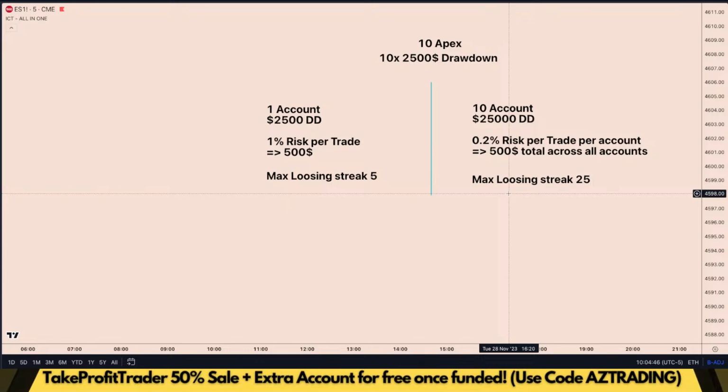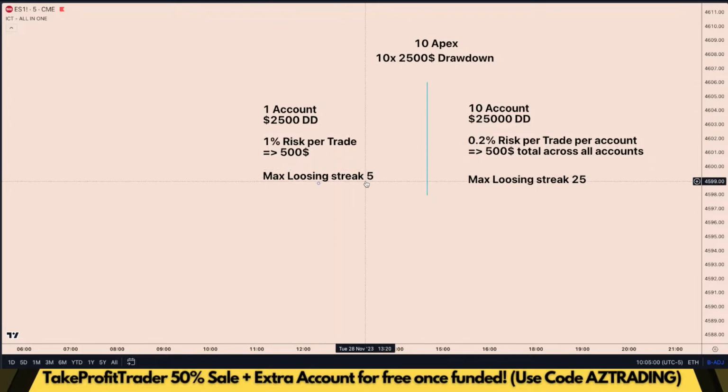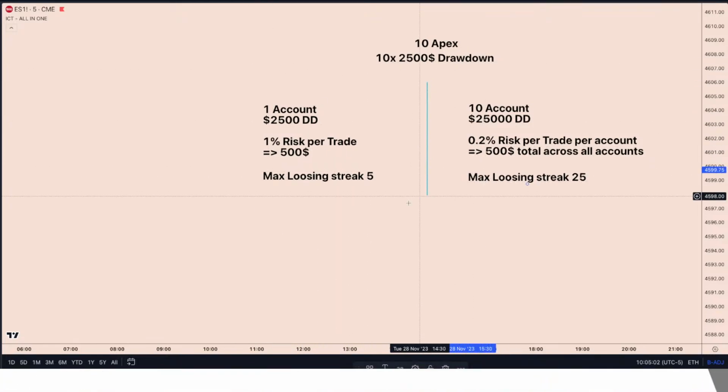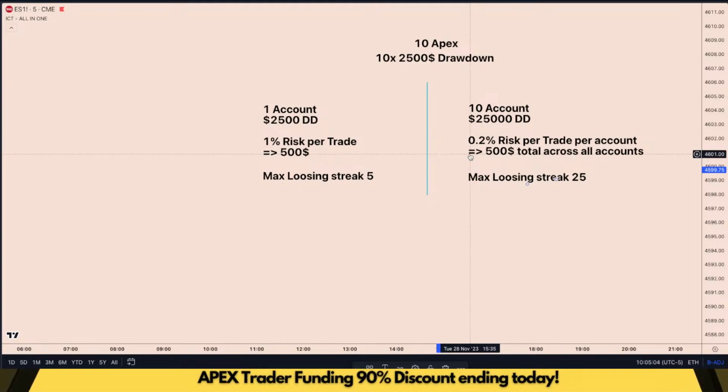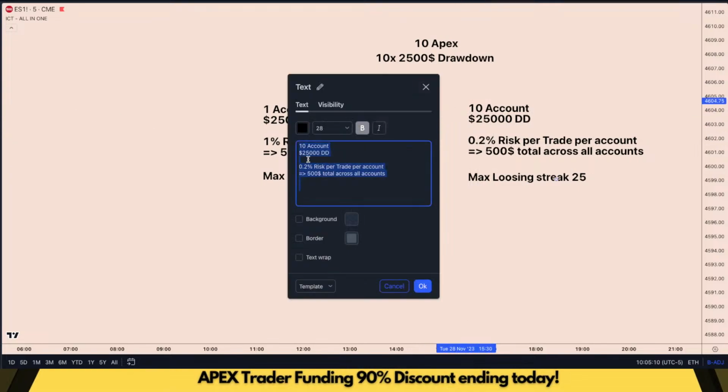Because with CFD funded accounts, you usually have a 10% total drawdown. That's giving you more room to breathe compared to 5% drawdown, or sometimes even less with Trade Day or Take Profit Trader. I hope you get the idea. So by using 10 accounts, we can leverage more margin and risk less per account. The more accounts you use, the easier it gets.